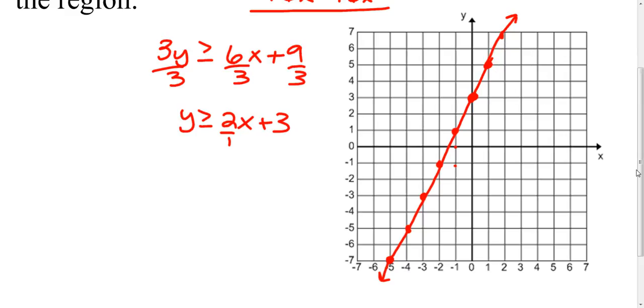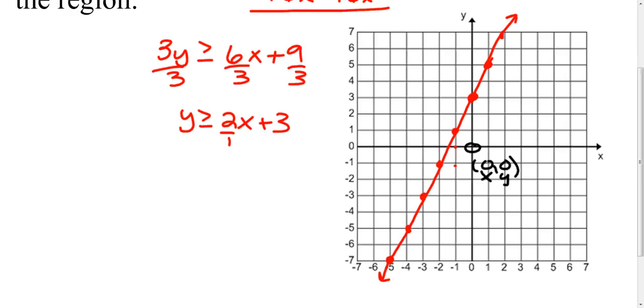And I need to find what this is telling me to do. I'm going to show you a couple different ways to do this. One way is to actually plug in points. So I'm going to pick a point on either side of that line. The easiest point to pick probably is 0, 0. If I plug 0, 0 in, that means that my x is 0 and my y is 0. So I'm plugging 0 in for x and 0 in for y.